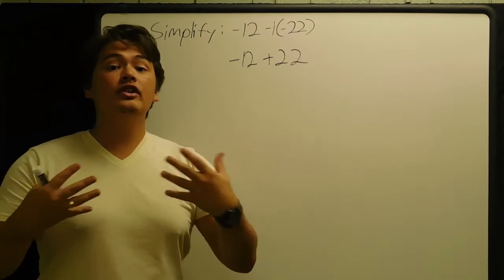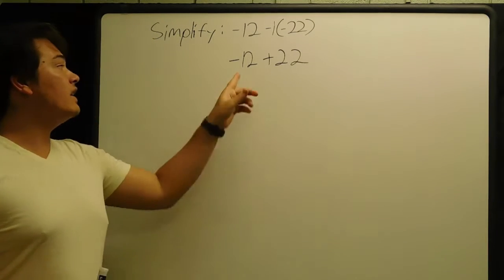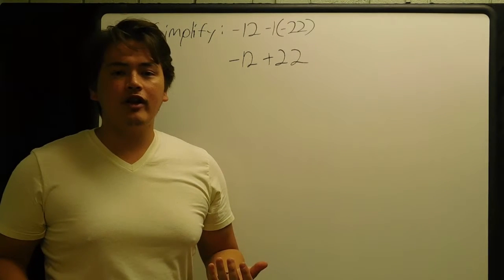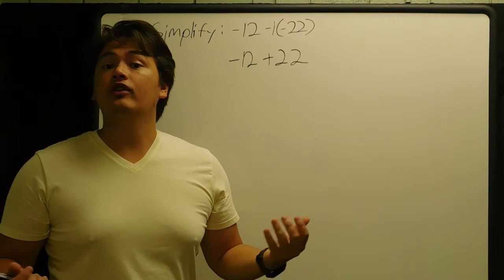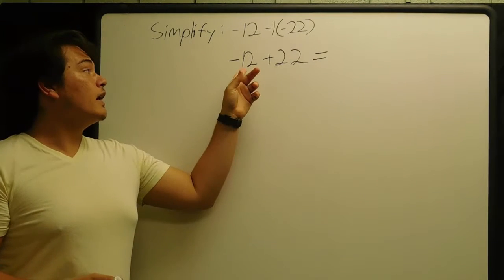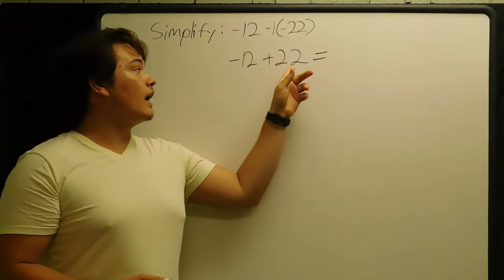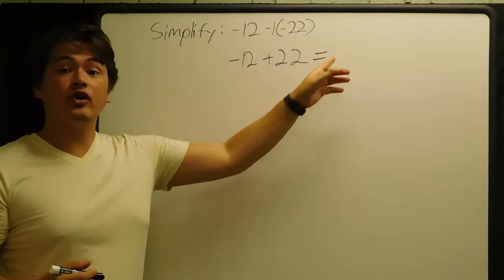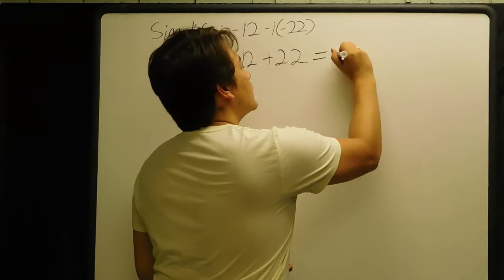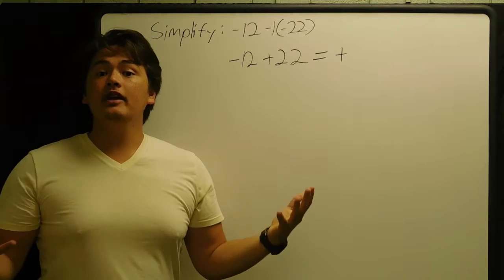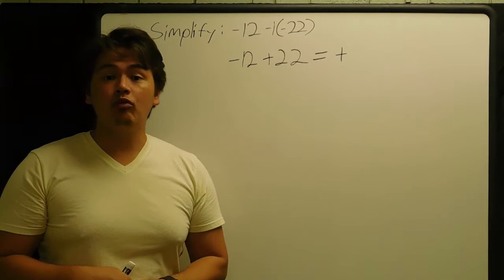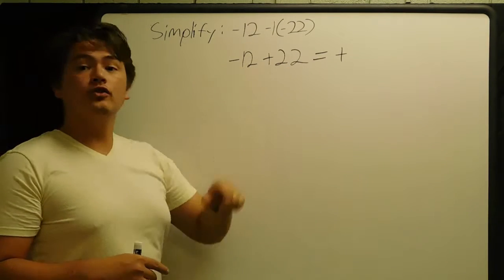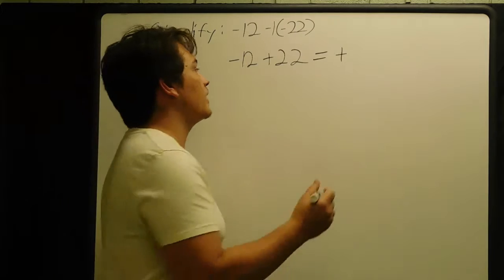Now in rules of addition and subtraction, a negative number and a positive number are going to subtract from one another and take on the sign of the greater number. So negative 12 is not as big as 22. 22 is a larger number, so we know that the result is going to be a positive number. Then from here, we're just going to subtract from one another. So it's going to be 22 subtracted from 12, which is going to give us 10.